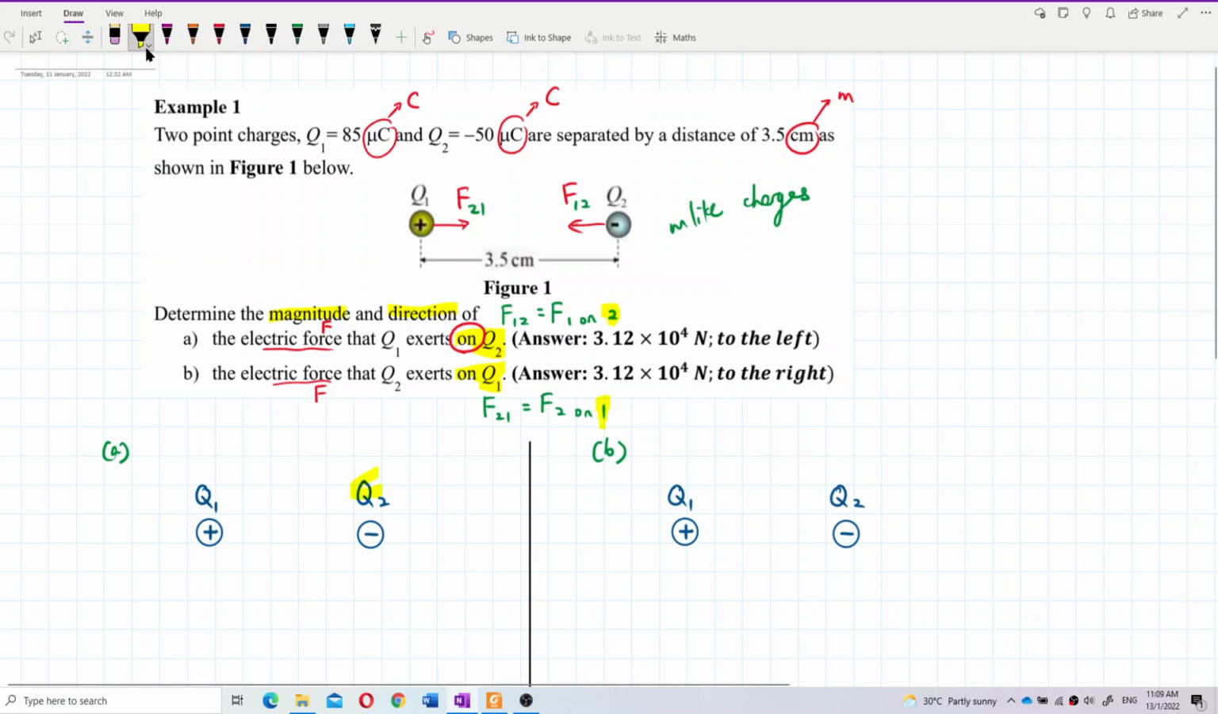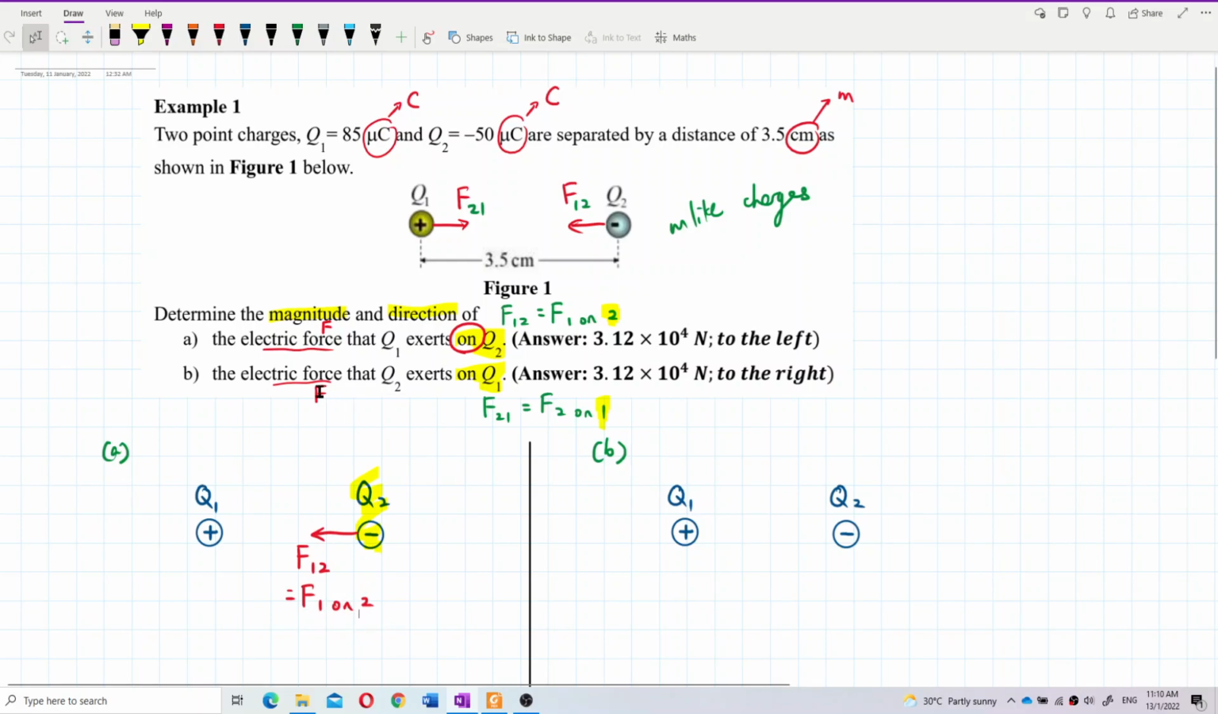So he referred to this force, which is F1 on 2. This is what is meant by F1 on 2. Positive and negative charges attract each other. So for question A, it referred to F12, which is this force. Don't draw the force on Q1, because for question A he just wants the force on Q2, which is F1 on 2.